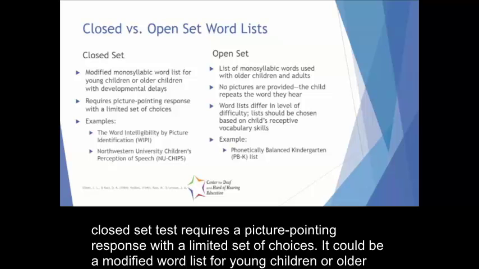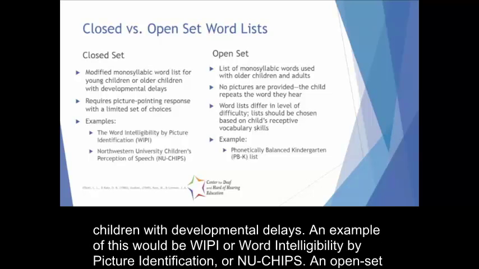A closed set test requires a picture pointing response with a limited set of choices. It can be a modified word list for young children or older children with developmental delays. An example of this would be the WIPI, or word intelligibility by picture identification, or NU CHIPS.